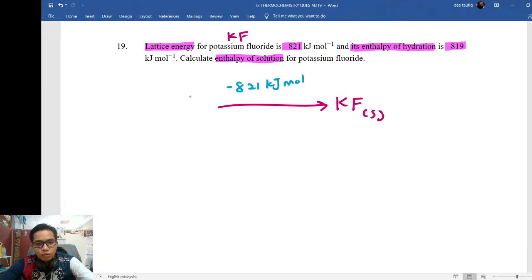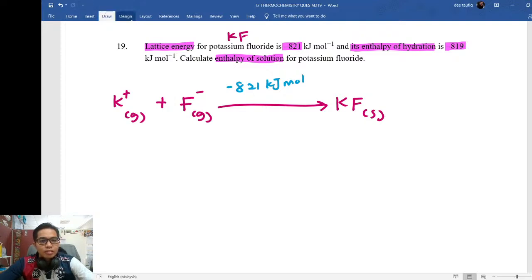So it will starting from lattice energy. Solid ionic compound is produced from its element. So the element, produced from its gaseous ion. So the ion is F minus and K plus gas ion. Okay. So this is the lattice energy.